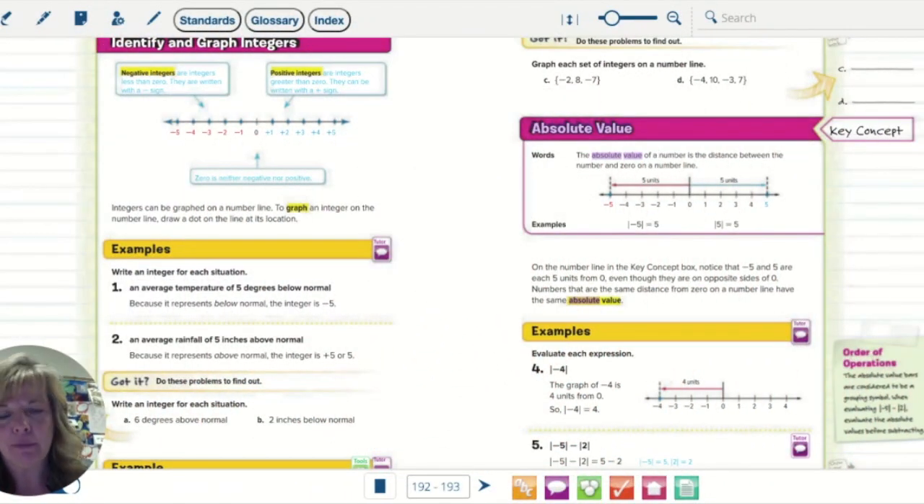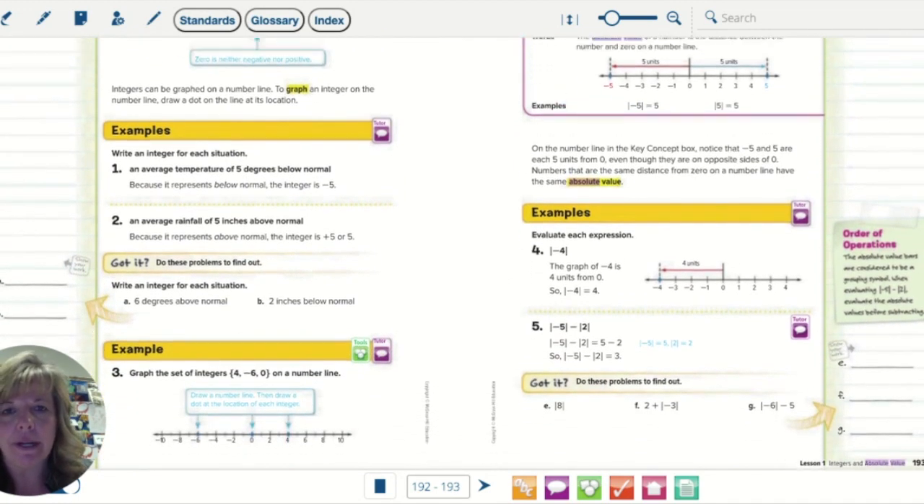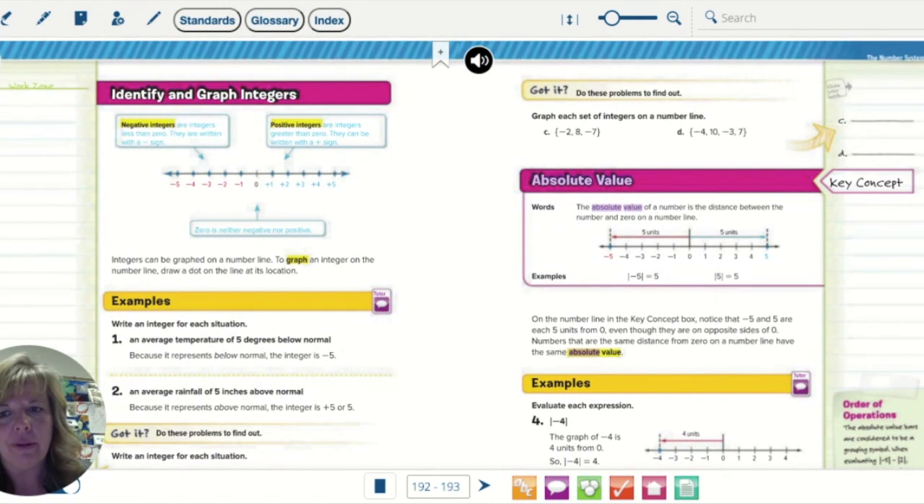Today's topic: absolute value and negative integers. We are in our textbook today on page 192 and 193. Our topic to begin: identifying and graphing integers, understanding that 0 is our neutral point, and everything is divided either positive to the right of 0 on a number line or negative to the left of 0.